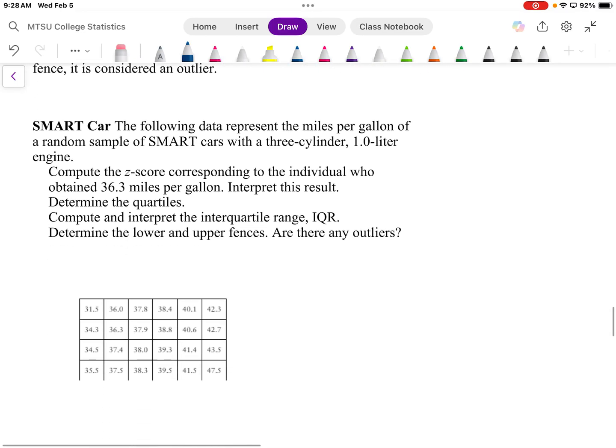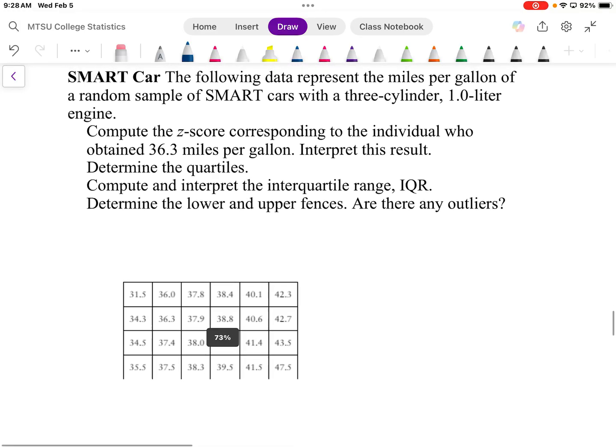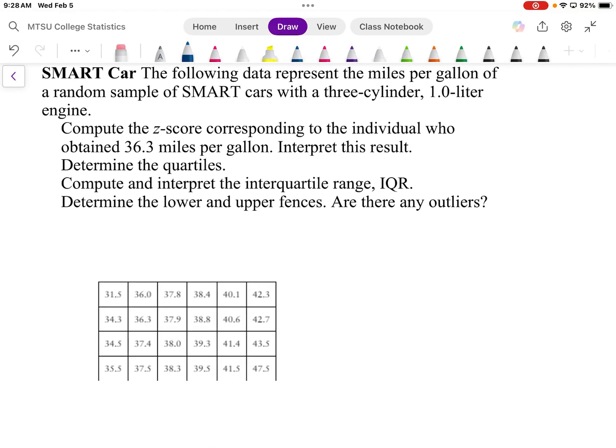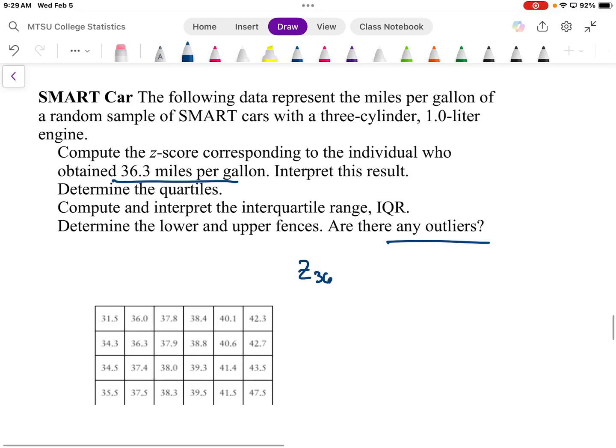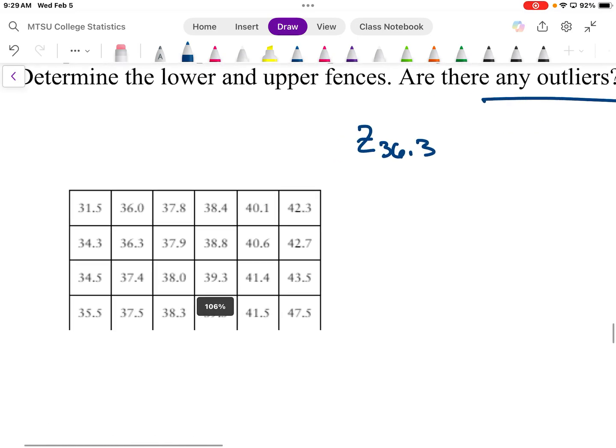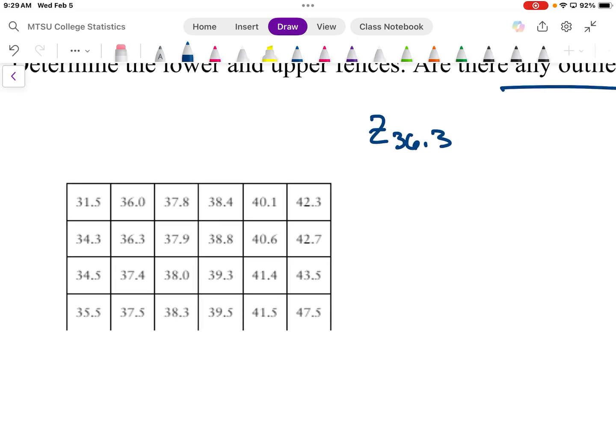Here is a problem that we get to do. They want us to compute the z-score and interpret this rate. So that's one part. Then they ask us to determine if there are any outliers in our data set. So let's quickly find the z-score for this 36.3. Let's get that data typed into L1, do a 1-Var Stats, get our mean and our standard deviation so we can figure out what that z-score is.